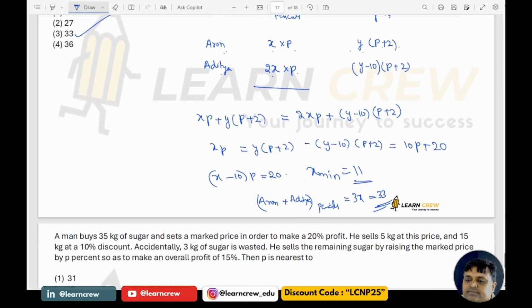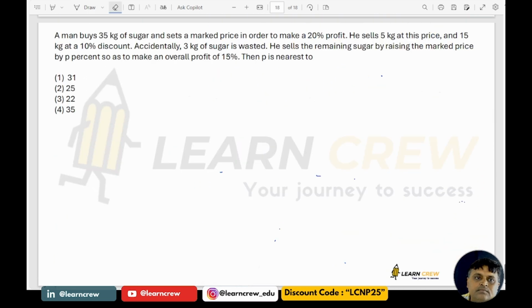Now, next question. A man buys 35 kg of sugar and sets a market price in order to make a 20% profit. He sells 5 kg at this price and 15 kg at 10% discount. Accidentally 3 kg of sugar is wasted. He sells the remaining sugar by raising the market price by P%, so as to make an overall profit of 15%. Then find the value of P.